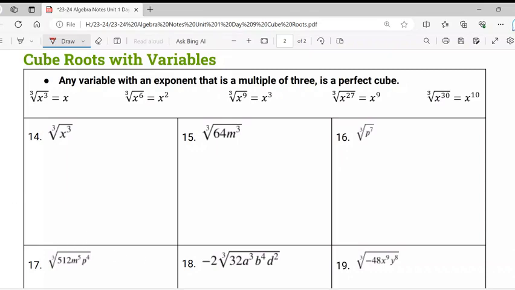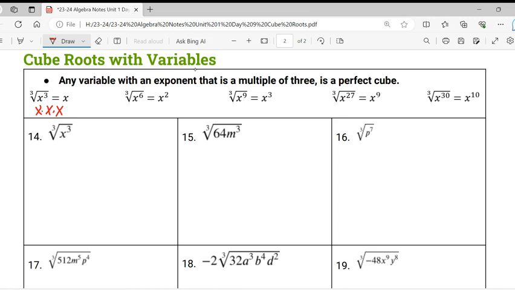In this video, we'll take a look at simplifying cube roots with variables. Any variable with an exponent that is a multiple of 3 is considered a perfect cube. So if we have the cube root of x cubed, remember we can evaluate this by showing it as a string of multiplication. And yes, x to the third power is 3 x's. That's a triplet. That's 3 of a kind. So we write it once outside the radical.